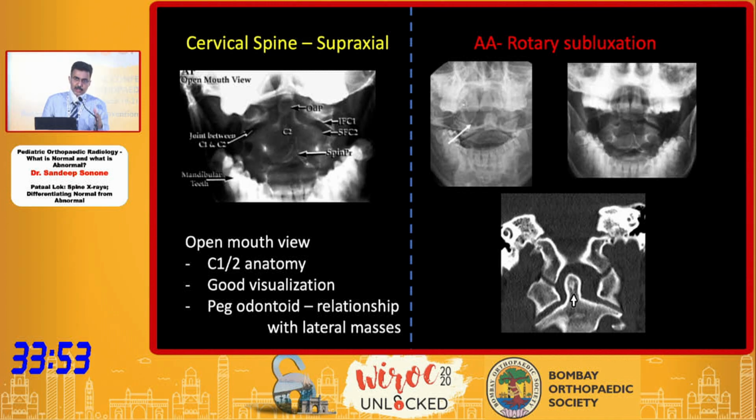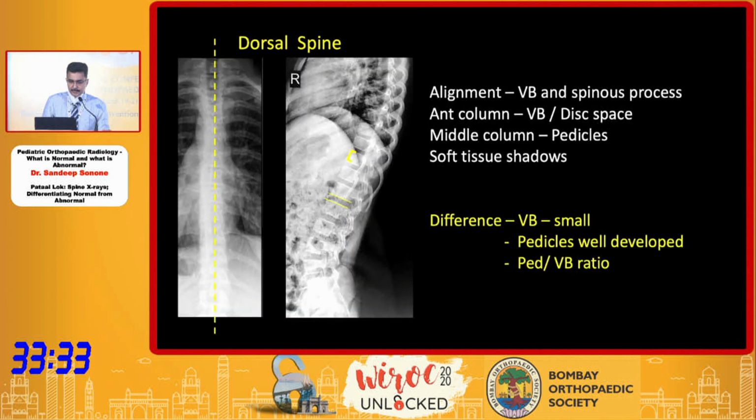Also the relationship of the dens, the tip of the dens with the lateral masses, and all these things are disturbed in a rotary subluxation, in a child where the torticollis is very common, and a C1, C2 dysplasia or rotary subluxation can be very easily missed if you just consider that the sternocleidomastoid could be a cause of the torticollis. Moving on to the dorsal spine, again the basic pattern is the same.